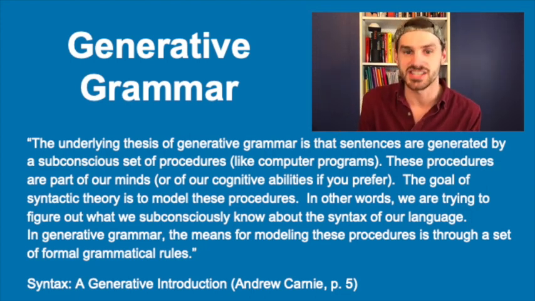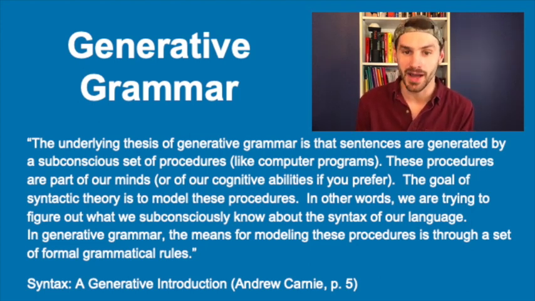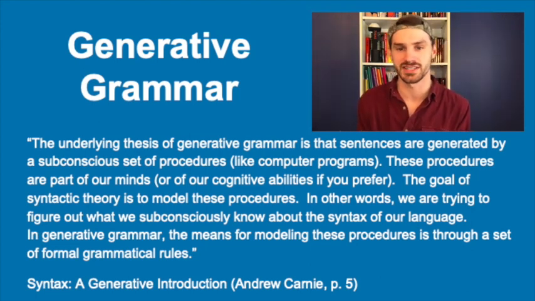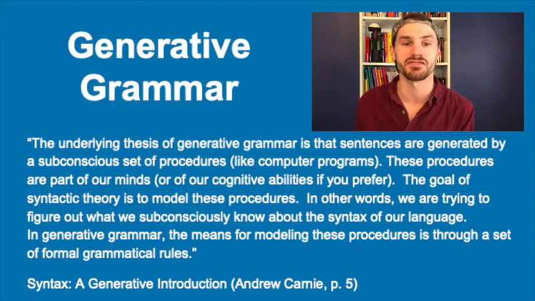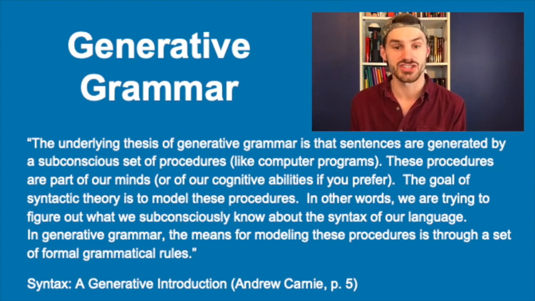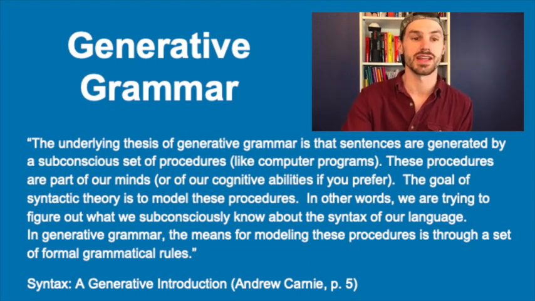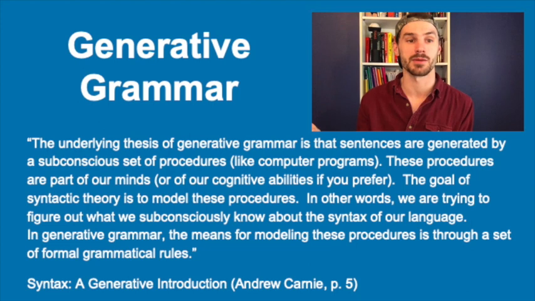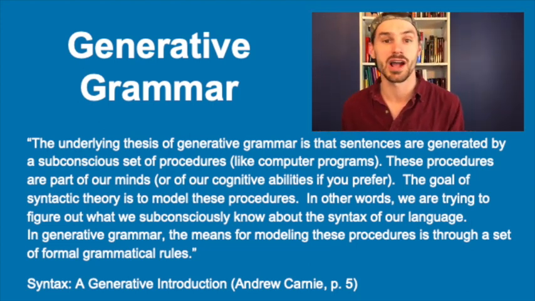So the underlying thesis of generative grammar, according to my undergrad syntax book, is that sentences are generated by a subconscious set of procedures, like computer programs. These procedures are part of our minds, or of our cognitive abilities, if you prefer. The goal of syntactic theory is to model these procedures. In other words, we're trying to figure out what we subconsciously know about the syntax of our language. In generative grammar, the means for modeling these procedures is through a set of formal grammatical rules. So that's the definition of generative grammar that I'm giving you. You can come back to that definition if you need to. But for now, we're going to move on.